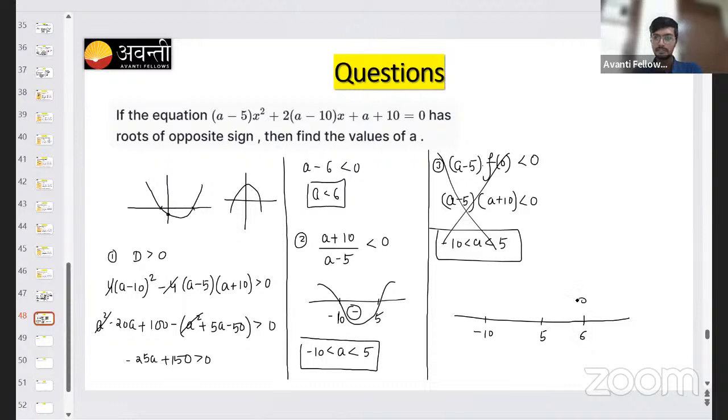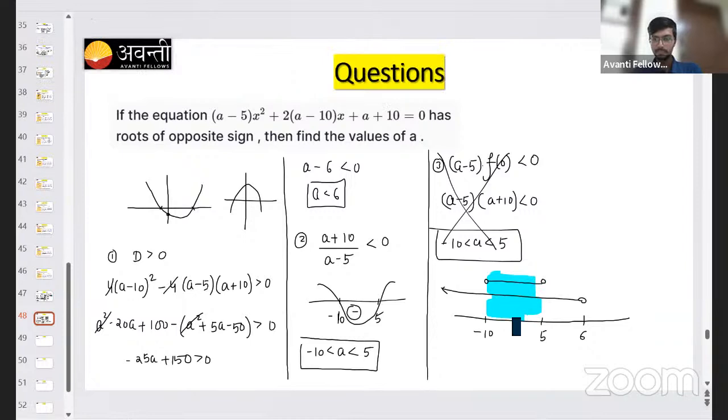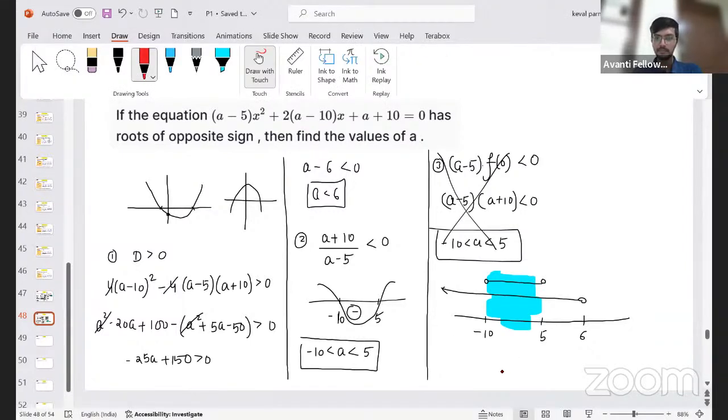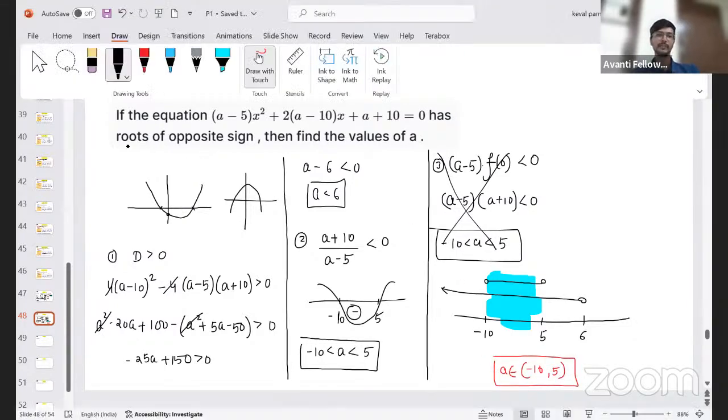So let's look at the number line, minus 10, 5 and 6. According to the first, a should be less than 6, and according to the second, it should be between minus 10 and 5. So what is the intersection part? This one. So that means the final answer is a belongs to minus 10 to 5. This is my answer. Got it? Let's move on to the next question.